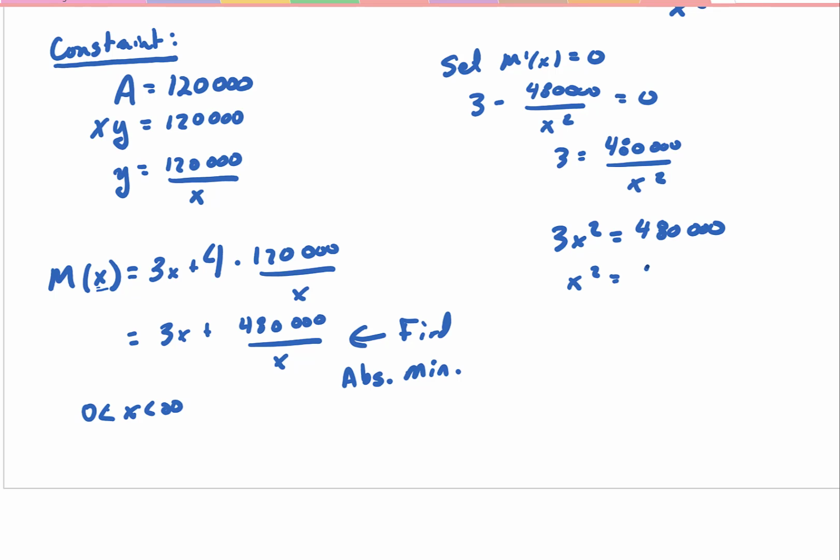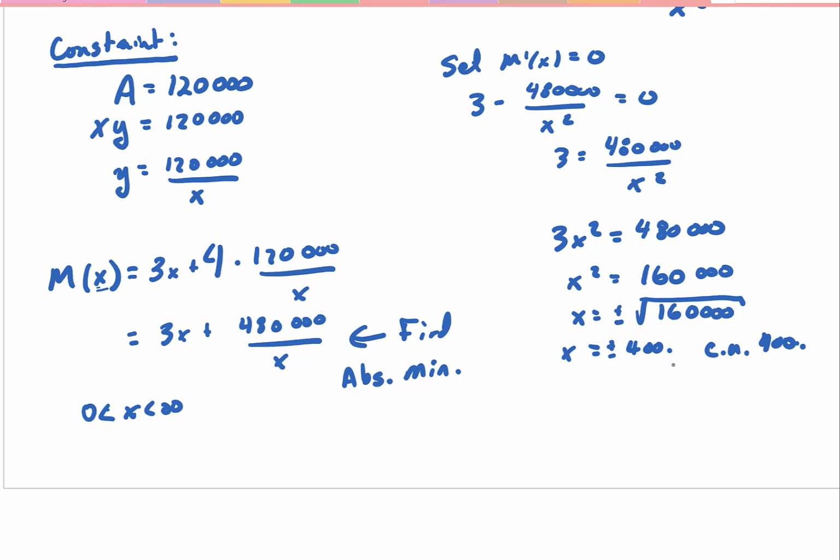x squared is equal to 160,000, or x is equal to plus or minus the square root of 160,000, which I believe comes out to be plus or minus 400. Of these, the only one that's in our original domain is the positive term, so our critical number is 400.